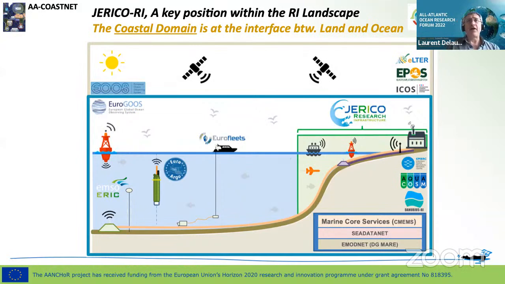JERICO-RI is at a key position within the RI landscape. The coastal domain is at the interface between land and ocean. And you can see on that slide that in Europe, we have many other research infrastructures that are dedicated to marine observations. So JERICO-RI is working in collaboration with these other marine research infrastructures like EuroArgo for the floats, and the ERIC for the bottom observatory and the water column observations. Some other research infrastructures are dedicated to, for example, the carbonate system, ICOS, and many others. And all these research infrastructures dedicated to the marine observations are under the hat of EuroGOOS and under the hat as well of EOOS that is connected to GOOS.